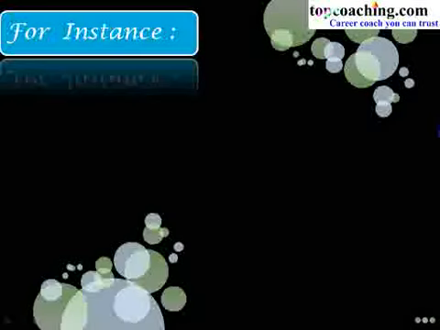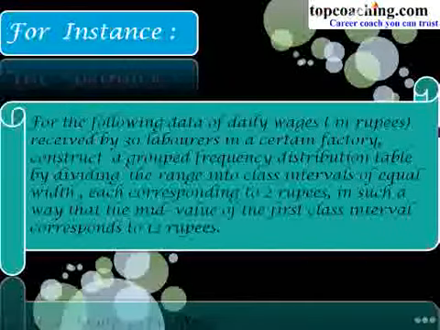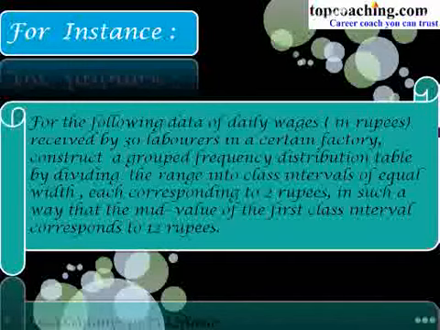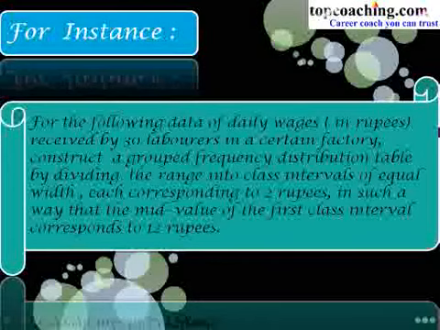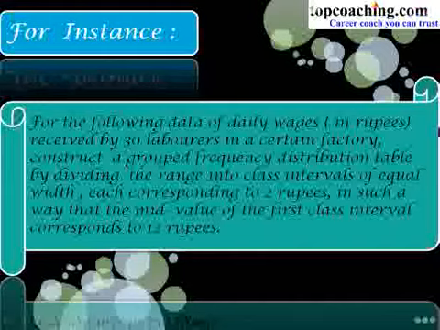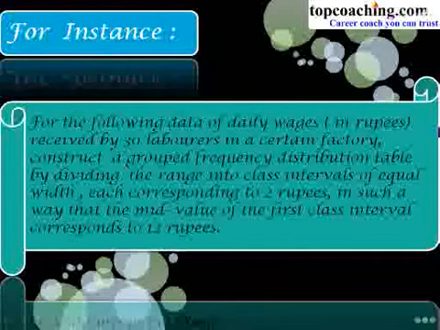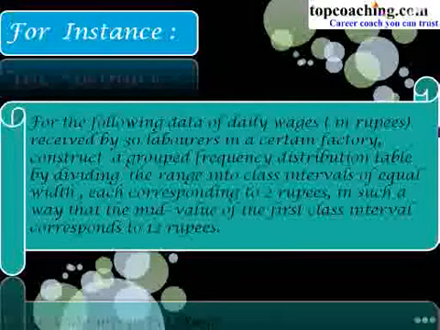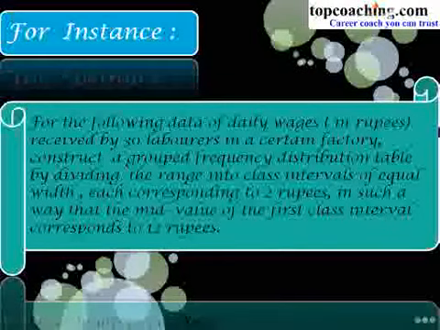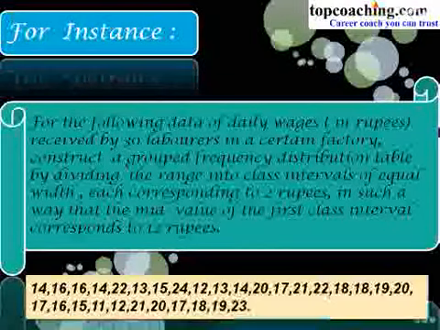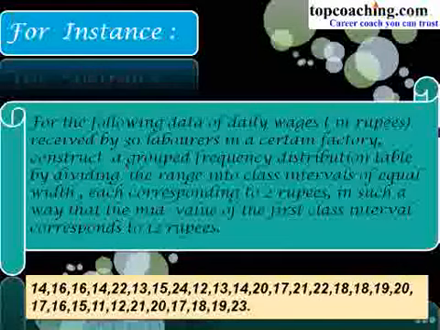Moving to our next problem. Following is the data of daily wages in rupees received by 30 laborers in a certain factory. Construct a group frequency distribution table by dividing the range into class intervals of equal width, each corresponding to 2 rupees, in such a way that the mid value of the first class interval corresponds to 12 rupees. We have been given the data 14 to 23.